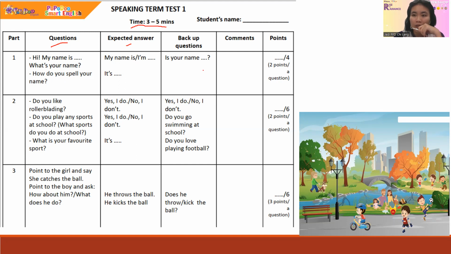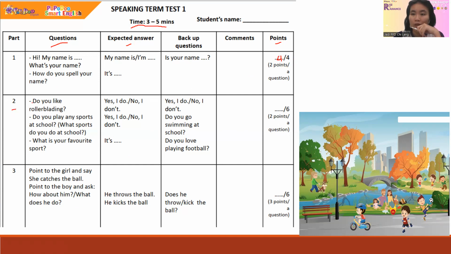And then you can add one more question here to make the atmosphere better. For example, like, are you ready for the exam? To have the student get relaxed and more comfortable before the test. And remember to give the points here. For example, the student does really well at this part, so you can give them 4 out of 4. And we move to the next part here.